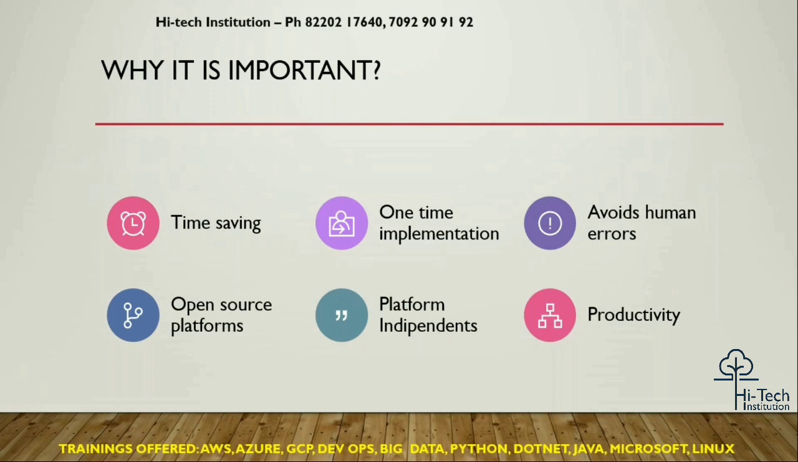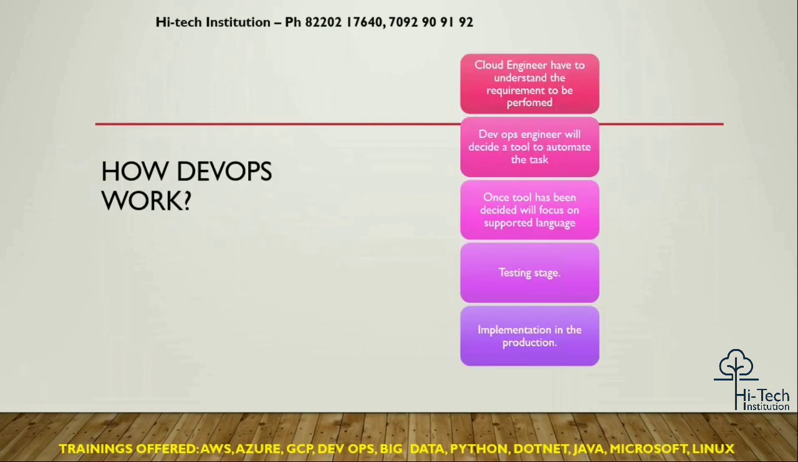So yes, I personally believe that is correct, because I have experienced it personally, with close to 12 years of experience in our projects. How DevOps works: first, the cloud engineer has to understand the requirement to be performed. I'm categorizing it as 5 stages. First stage, we need to understand the requirement, what needs to be performed. Once the cloud engineer understands the things, the DevOps engineer has to decide which tool to use to perform this action.